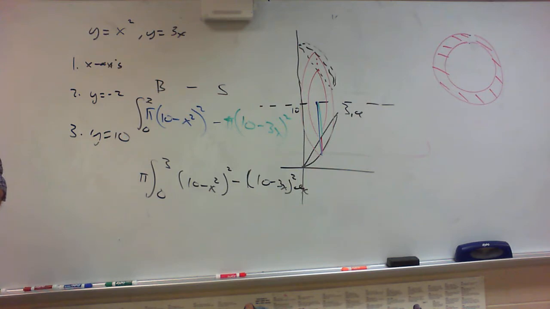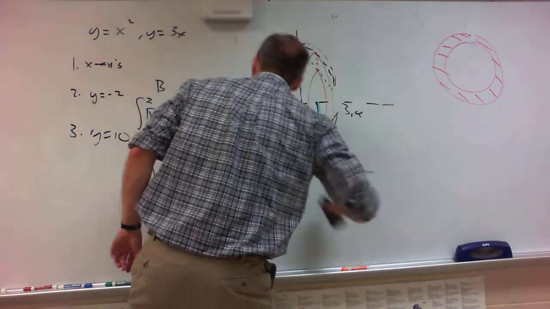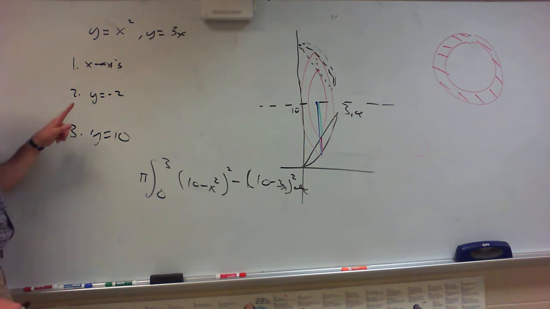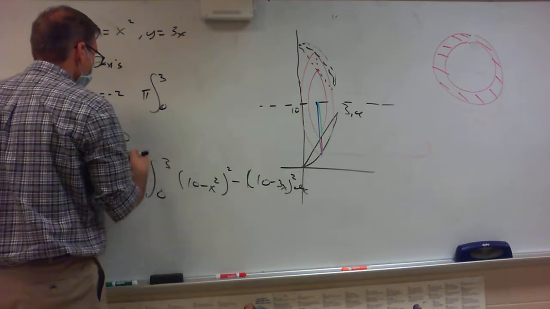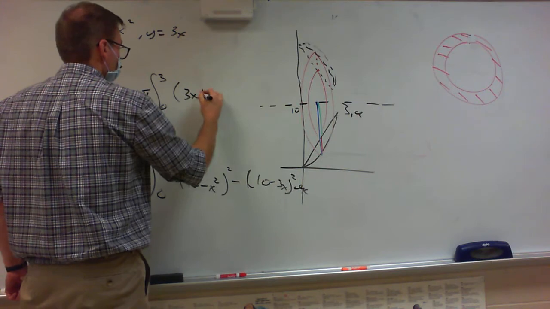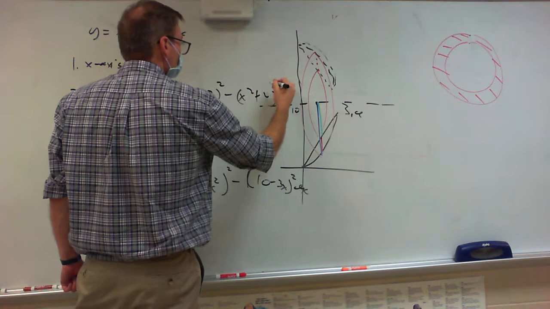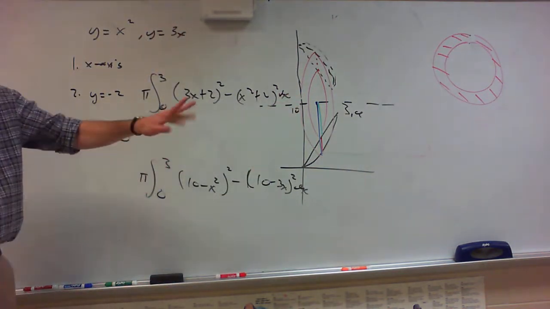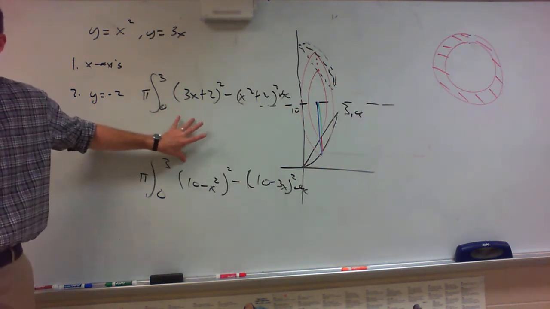All right? Now before I do the next stuff, I want to compare. So this was our answer to number 3. And our answer to number 2 was pi integral from 0 to 3. What did I have? 3x plus 2 squared minus x squared plus 2 squared dx. What are the differences? Well, the pi and the 0 to 3 are the same, right? But do you notice that these are a little different, aren't they?